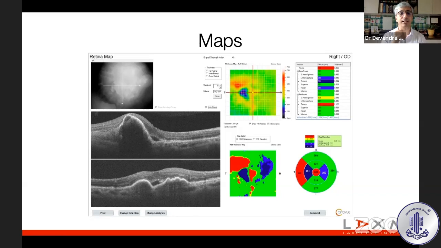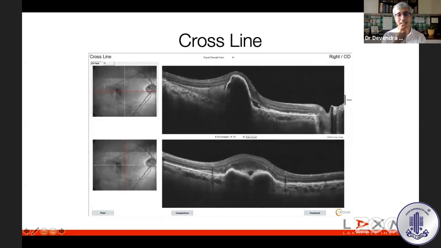But I would still emphasize that the most important feature to look at is the morphology of the retina on the line scans. This is another type of printout that one may encounter, which is a cross line. The top scan shows the horizontal line scan through the fovea, and you can see the optic disc also to the right of your scan, and the lower one is a vertical scan. So it's also useful to know whether you're looking at the retina in a horizontal section or a vertical section.